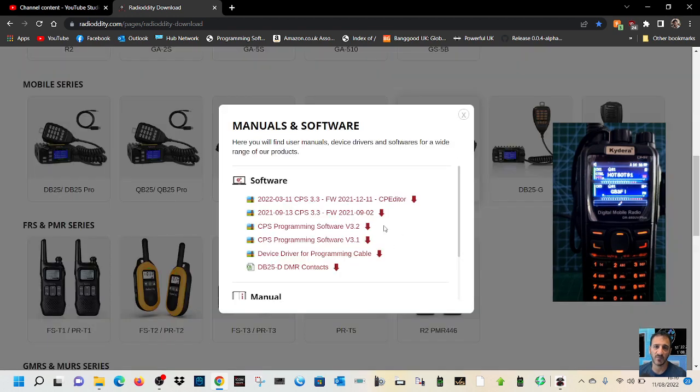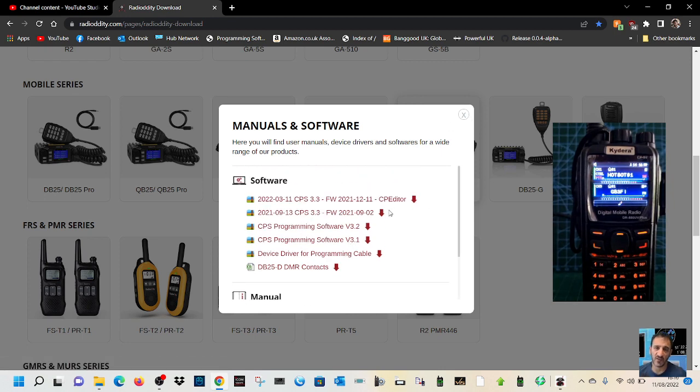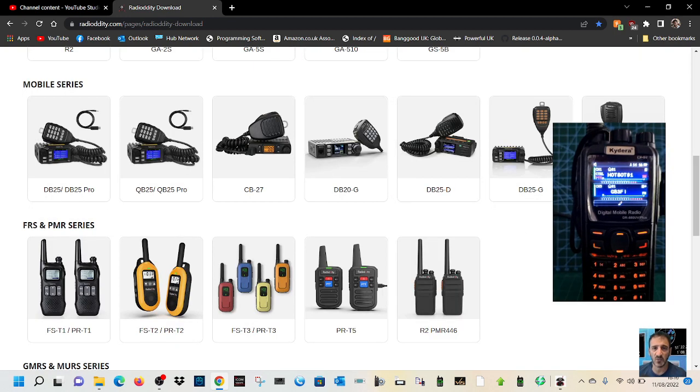I've also got this one here, DB25, which is the base station version. And looking at that, look, they've got the programming, they've got the firmware. And that's what I need, is the firmware for, not for this radio, but for the GD88.